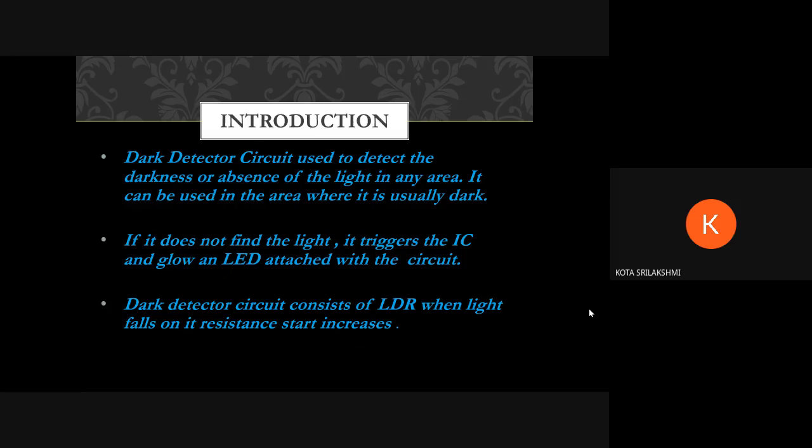This is about introduction of our project. Dark detector circuit is used to detect the darkness or absence of light in any area. It can be used in the area where it is usually dark. In this project, we have implemented a simple darkness detector circuit using LDR. In addition to the LDR, we have also used 555 timer IC in astable mode. This can be used in many applications where we can automatically turn on lights when it becomes dark.